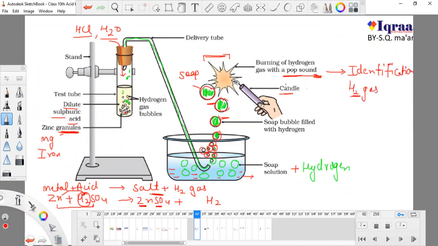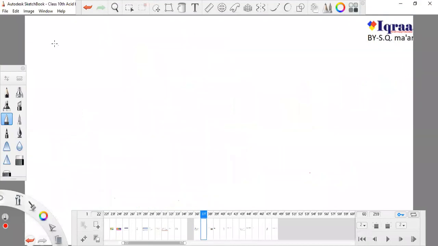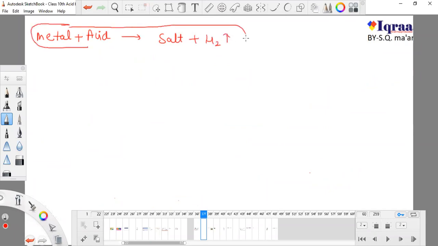Whenever you put a burning flame near a gas, and if it bursts creating a pop sound, it is the indicator of hydrogen gas. You have to remember this. Now the reaction is like this: whatever metal you take and whatever acid you take, it will form salt and it will produce hydrogen gas. And this is a formula we have to remember.